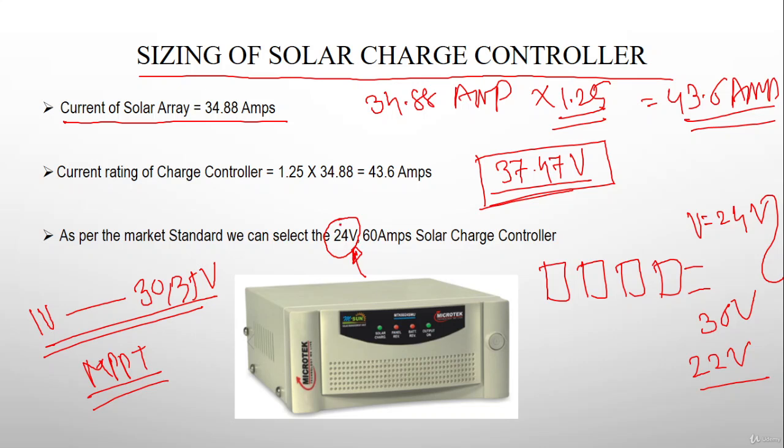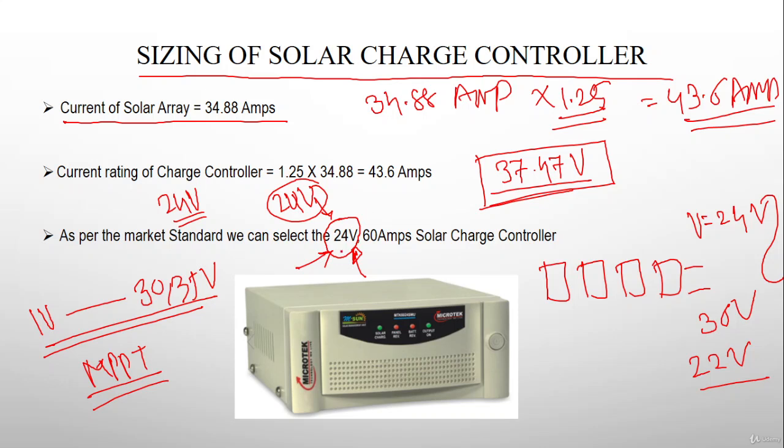Basically, if we are selecting the solar charge controller of the 24 volt sizing, then the battery bank voltage must be 24 volt. It means, if the solar charge controller has the rated voltage of 24 volt, it is going to charge the battery at a rated voltage of 24 volt only. So whenever we do the connections of the battery, according to that we have to adjust the battery bank voltage near about 24 volt over here. Then the system is going to run smoothly.